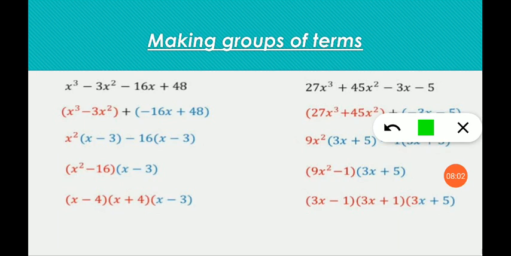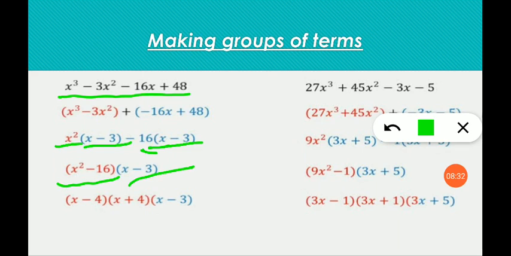factors. So x cube plus 3x square minus 16x plus 48. We will make a group of x cube and 3x square, and in another we will make a group of minus 16x plus 48. From the first group we can take x square common, and from the second group we can take 16 common. Again, x minus 3 is common in both, so we can take that common, and x square minus 16 is left in one group.